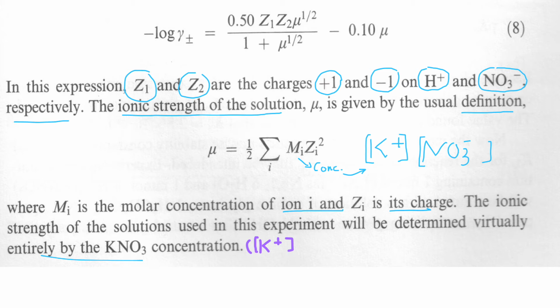K plus times the concentration, 1 squared, which is 1, minus 1 squared, which is 1, and times the concentration, which is 0.2 molar, and it will give you the ionic strength. From this equation, mu will be plugged into equation 8 above, and you can find the mean activity coefficient.